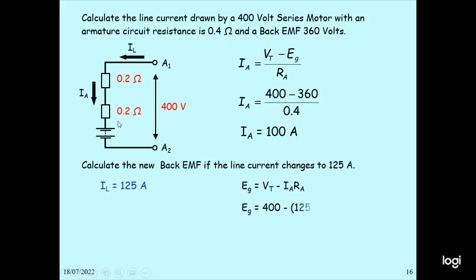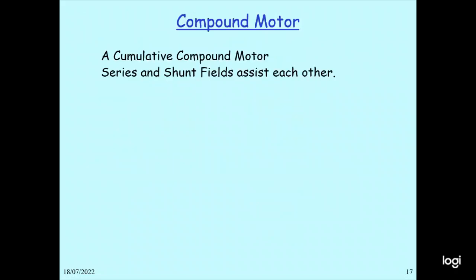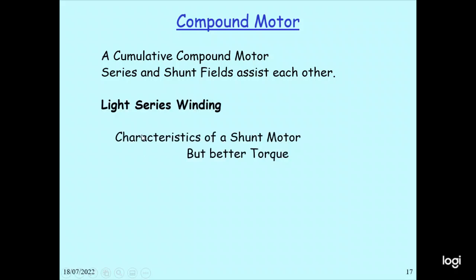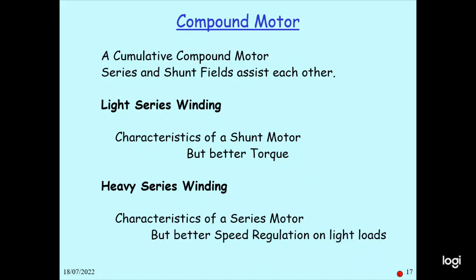IA is 125 ampere, so EG equals VD minus IA RA, 400 minus 125 times 0.4, and you get 350 volt. Next is the compound motor, a combination of series and shunt fields that assist each other. With a light series winding, the characteristic is like the shunt motor but with better torque. With a heavy series winding, the characteristic is like the series motor but with better speed regulation on the light load. Those are the characteristics of the cumulative compound motor.